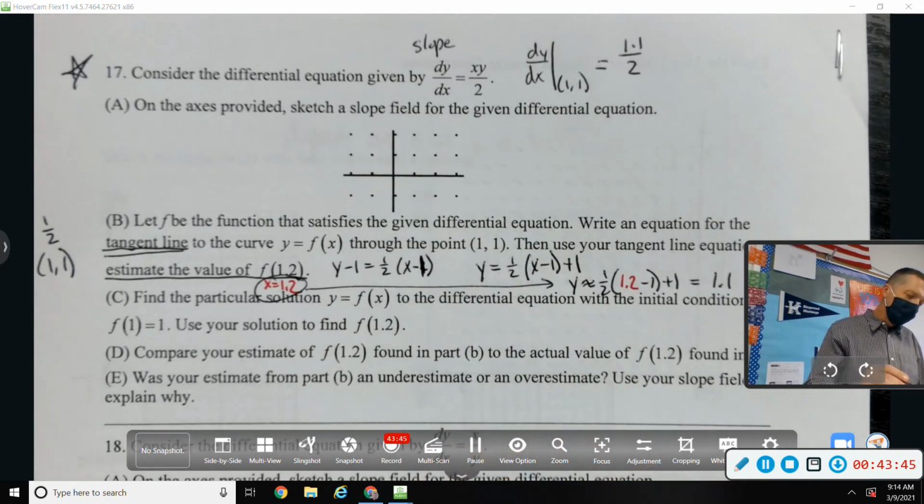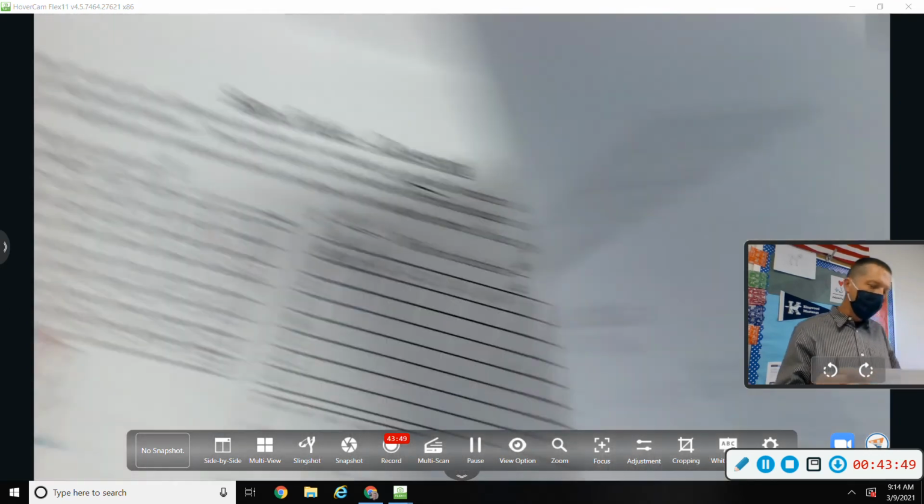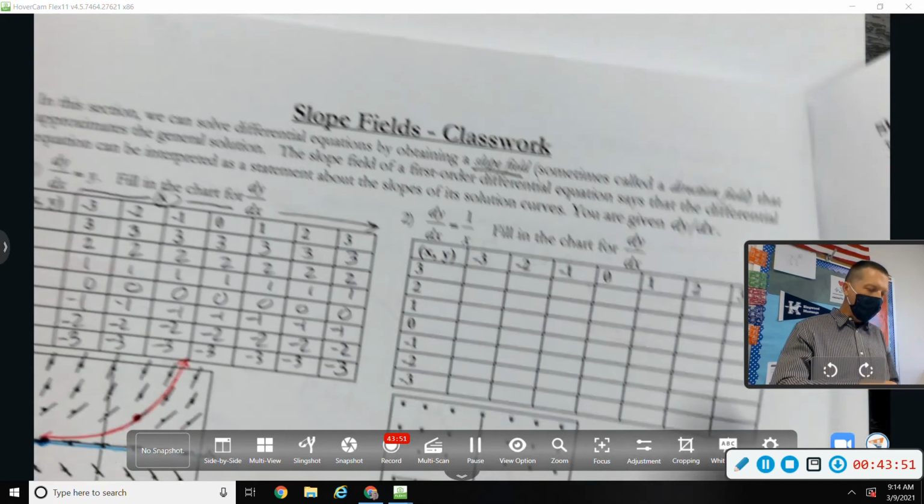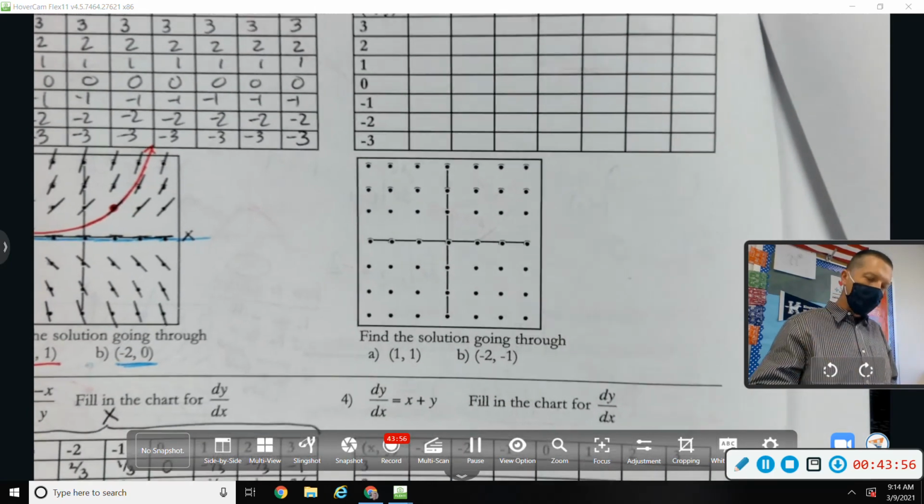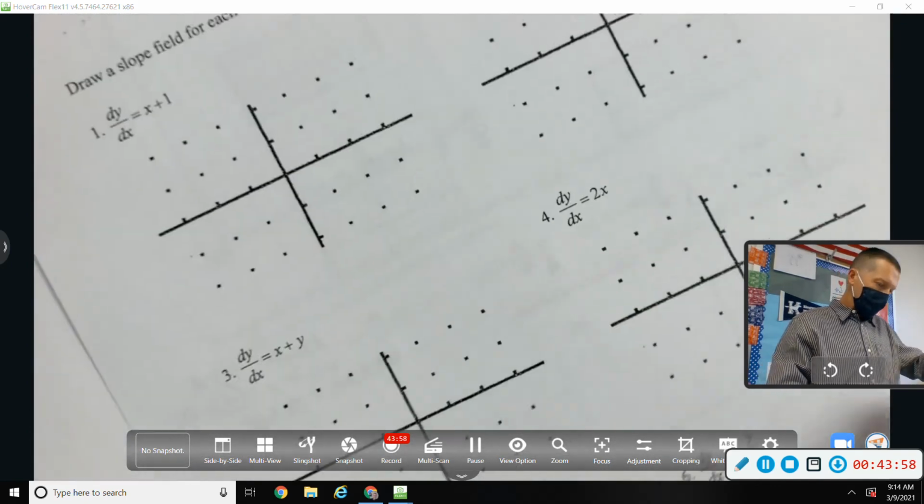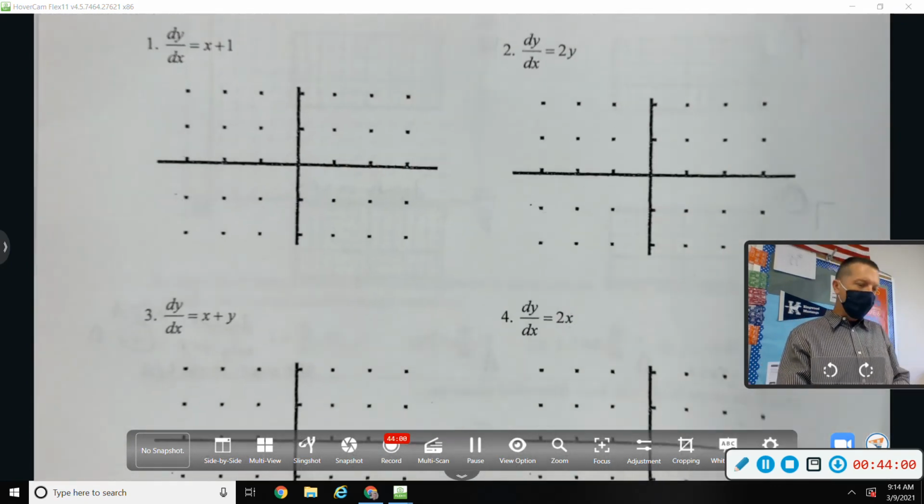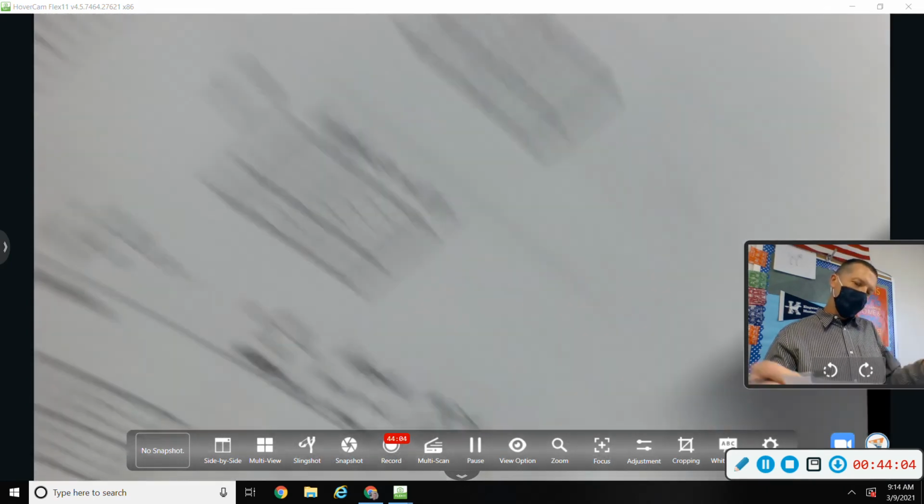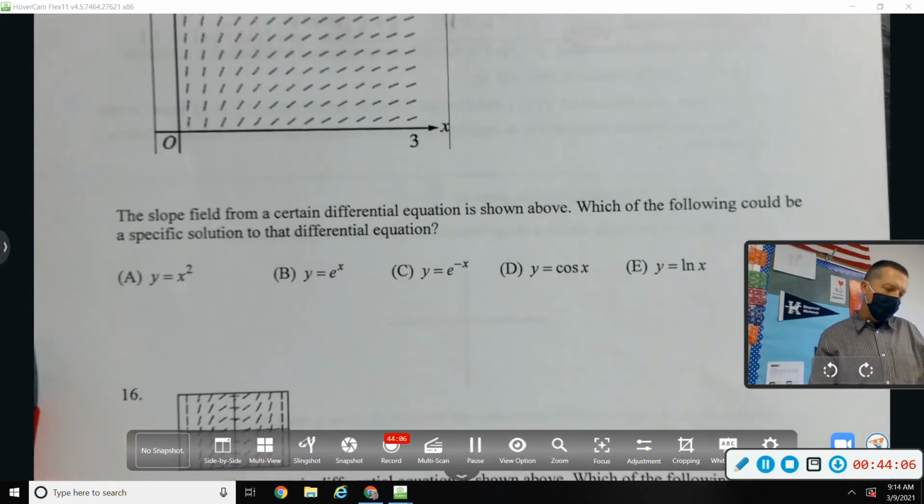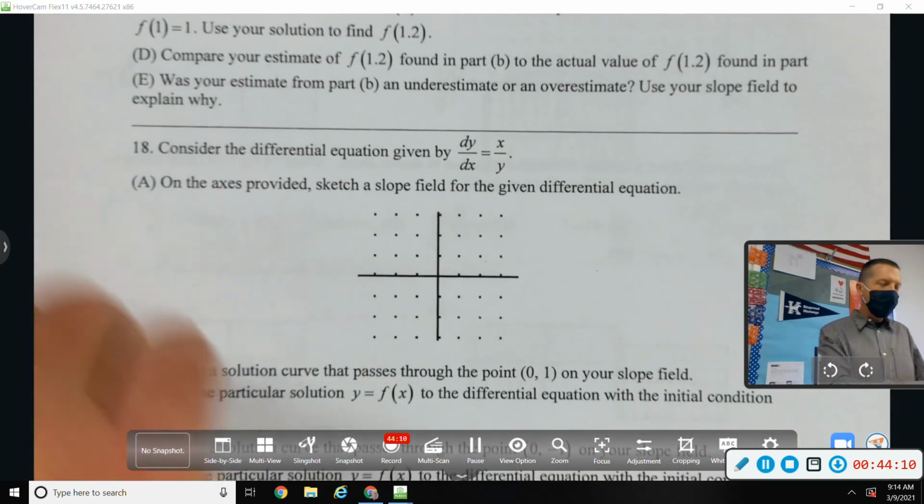We'll stop there. All right, so your job is to try the best you can on the rest of this worksheet. You can pass on 2 and 4 on the classwork, because that's just more of the same stuff. So 1 through 6, you draw your own pattern. The next page is just matching. 15 and 16 is multiple choice with the slope field. And then try 17 and 18, and we'll go over them tomorrow.